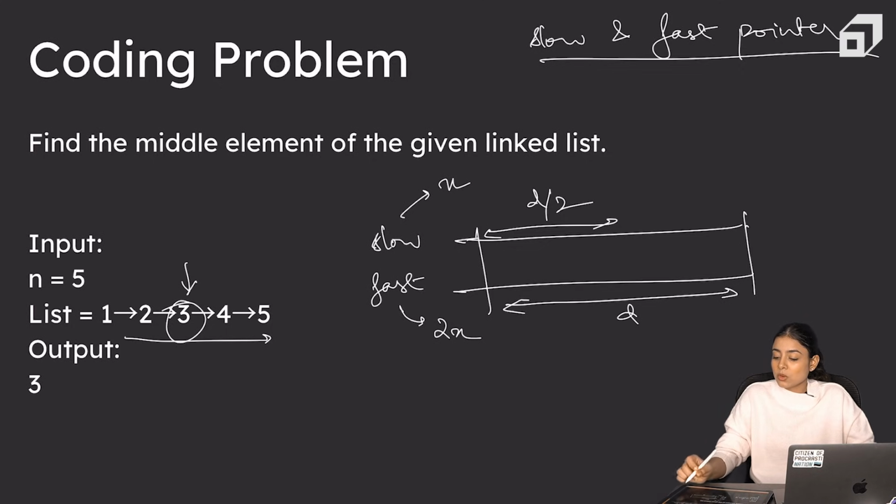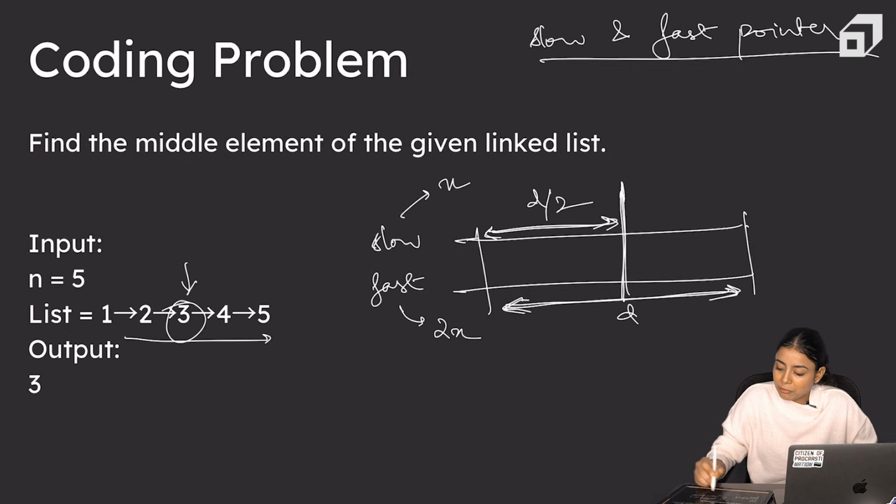Okay, so with that approach, we can use that to find the middle element. In the time that fast will cover the entire linked list, the slow will cover only half of the linked list. And so I can say when fast reaches the end, slow will be at the middle. When fast reaches the end, slow will be in the middle.